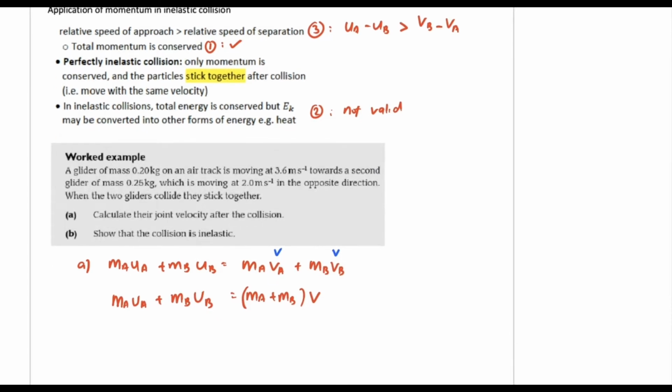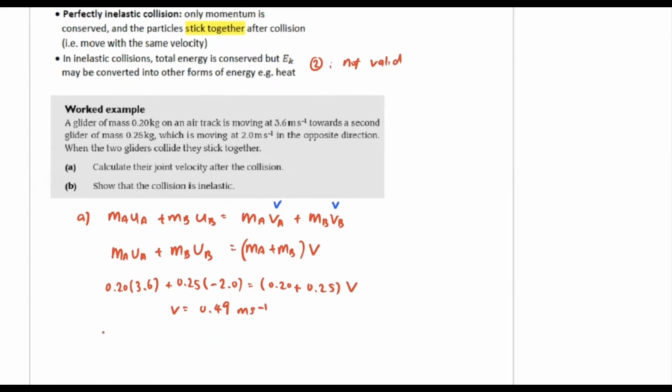Now we substitute the values: 0.20, 3.6, 0.25. Since this is the opposite direction, I put negative 2.0. MA plus MB is 0.20 plus 0.25, multiplied by V. And then you calculate V, and you get 0.49 meters per second.